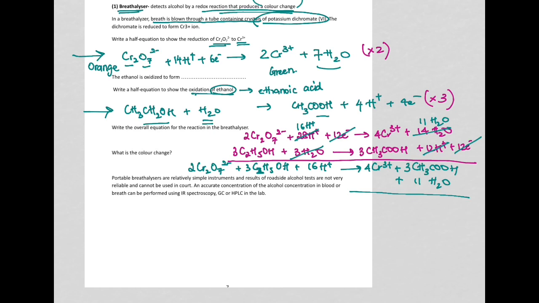Now the problem with portable breathalyzers is that they are not very accurate. A blood test is of course more reliable, so it just gives an idea of whether there's alcohol in the blood or not, but it's not very accurate and it cannot be used in court. An accurate concentration of alcohol in the blood can be determined using IR, GC, or HPLC. GC is gas chromatography. HPLC is high performance liquid chromatography.